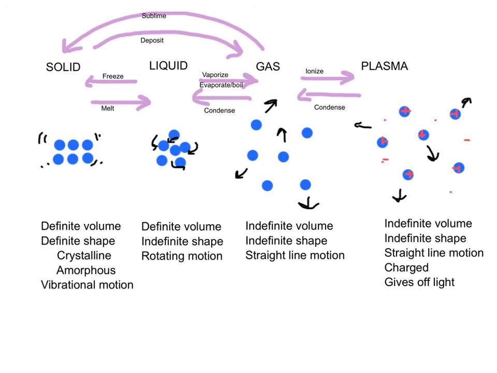So that's it for the kinetic molecular theory. You want to make sure that you can describe the 4 different states of matter, that you understand whether they have definite or indefinite shape and volume, what type of motion they have. You want to know the different names of the state changes. Pay attention to the one up at the top with the 2 arrows way up at the top, the little purple ones. You can go directly from a solid to a gas.